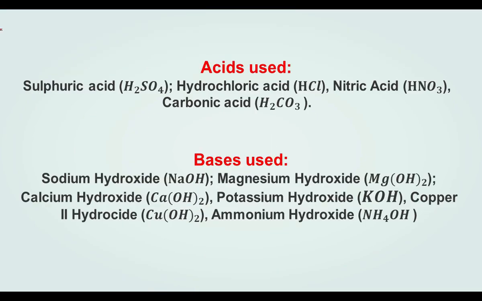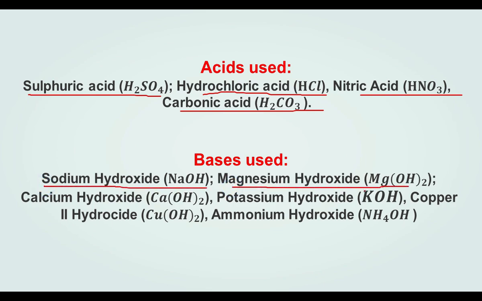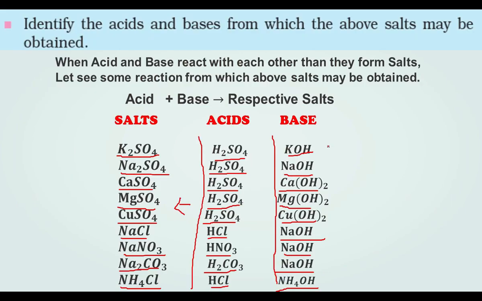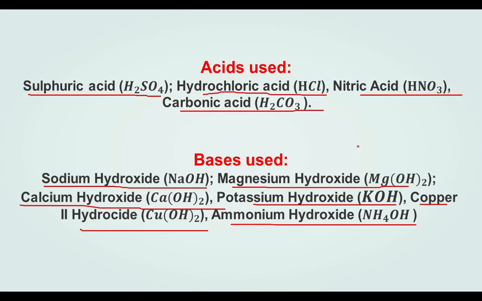Now let's see which acids and which bases are used. The acids used are sulfuric acid, that is H2SO4, hydrochloric acid, that is HCl, nitric acid, that is HNO3, and carbonic acid, that is H2CO3. And the bases used are sodium hydroxide, that is NaOH, magnesium hydroxide, that is Mg(OH)2, calcium hydroxide, that is Ca(OH)2, potassium hydroxide, that is KOH, copper 2 hydroxide, that is Cu(OH)2, and ammonium hydroxide, that is NH4OH. So take a snapshot of these and these also.